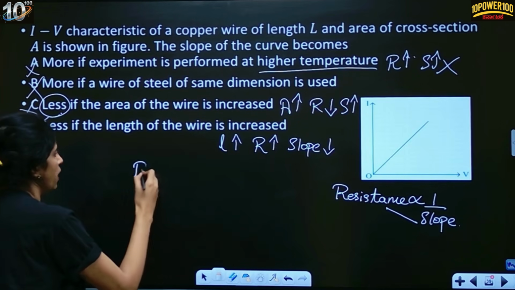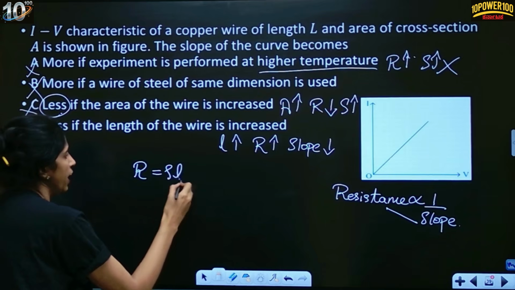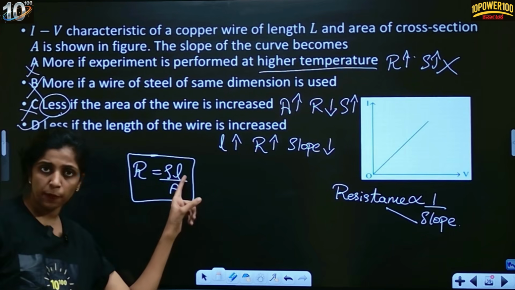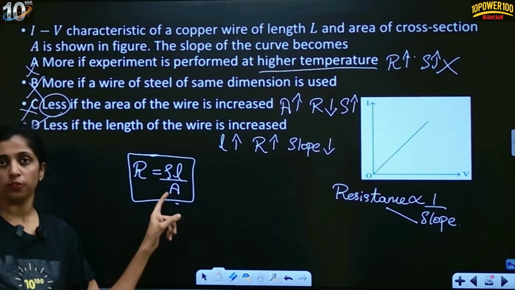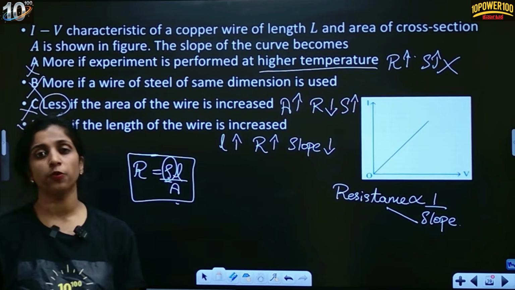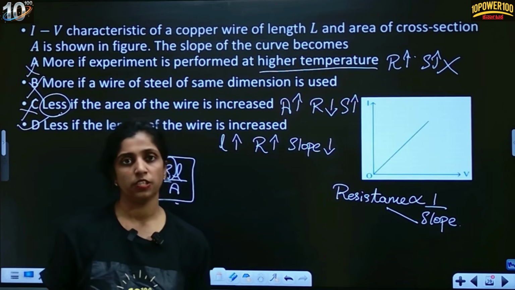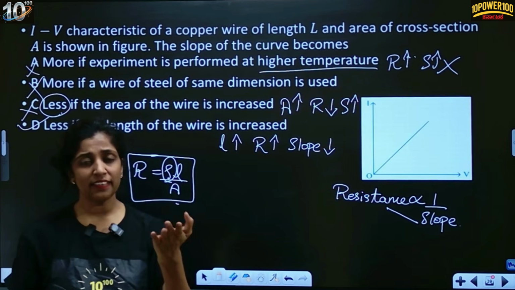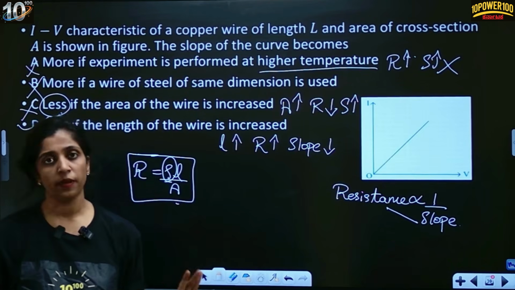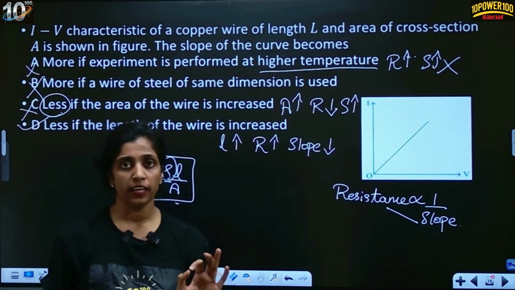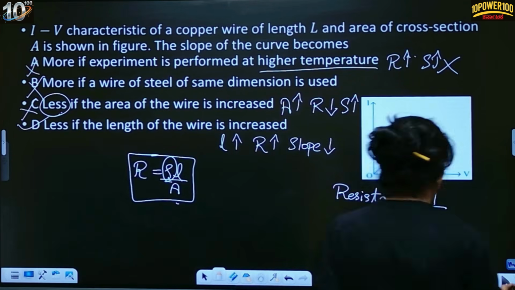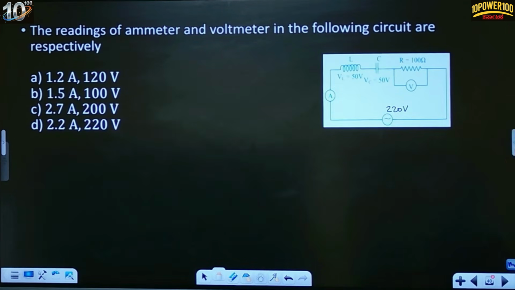Directly use the formula. Resistance is rho L by A, the basic 10th standard formula. So resistance is directly proportional to length and inversely proportional to area, where resistivity rho, or specific resistance, is independent of any dimensions. It will not depend on whether you increase the length or decrease or increase the area, whatever you do, resistivity will remain the same. It only depends on the material. If you change the material, then resistivity will change. Okay, now moving to the next question.